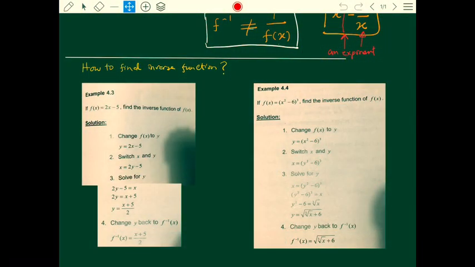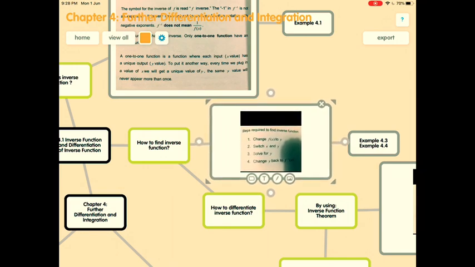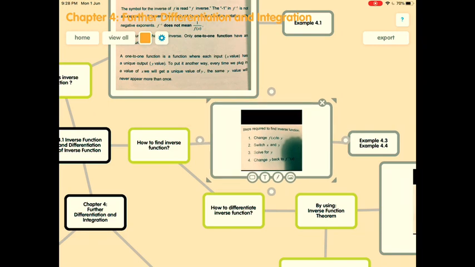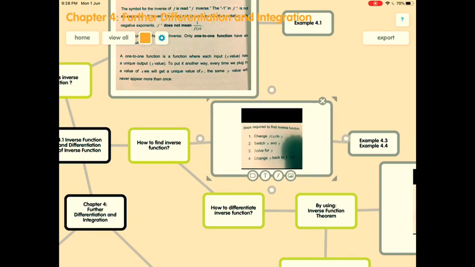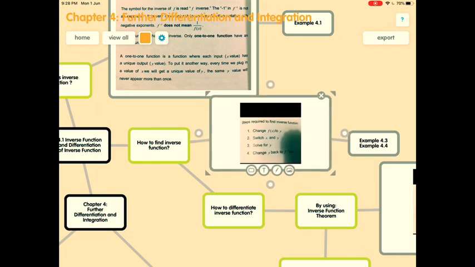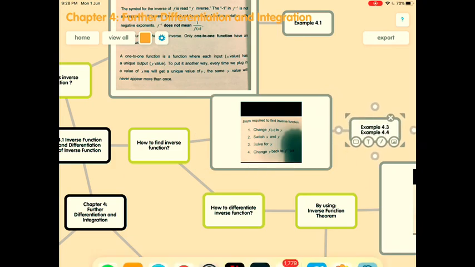So let's proceed on how to find the inverse function. Let's go through the mind map. There are 4 main steps that you need to follow. The first one is that you need to change the f(x) to y. Second step, switch x and y. Third, solve for y. And the last step is change back to f inverse. So how we're going to do this, let's check out example 4.3 and example 4.4.